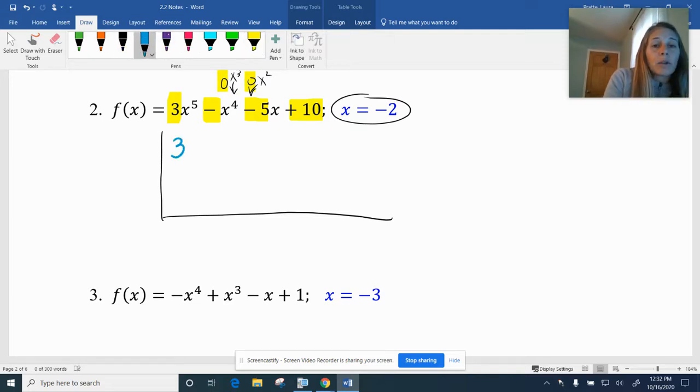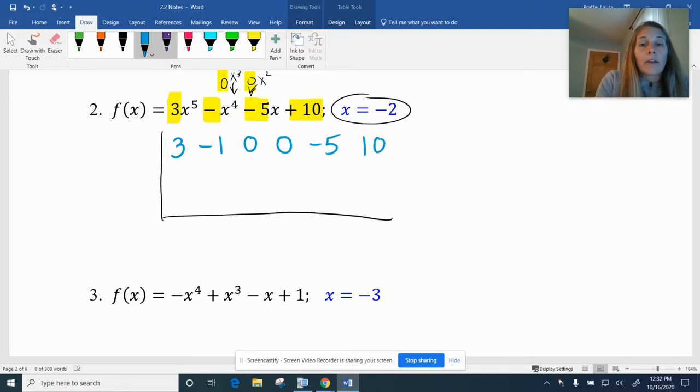So in descending order, 3 and -1 for the x to the 4th. Then I put a 0 for x cubed and a 0 for x squared. Then my -5, and then my constant of 10. My number out front is -2. Now I can start my synthetic pattern where I drop that first number down, which in this case is a 3.